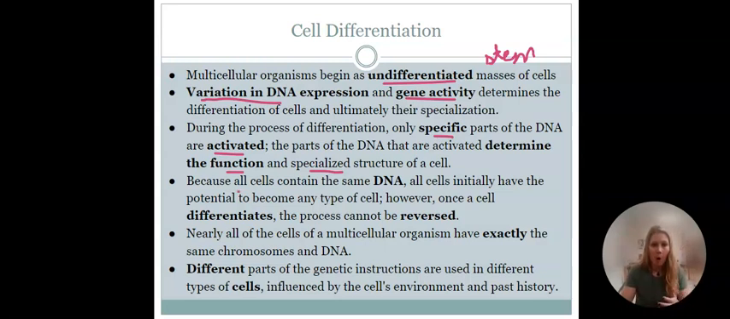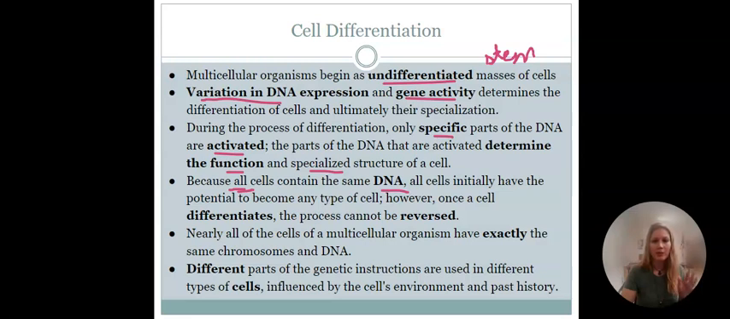Now, all cells in your body contain the exact same DNA, which is why DNA forensics even exists, like CSI. Every cell contains the same DNA. So every cell has the potential to become any type of cell. But once differentiation happens, it cannot be reversed. So once the signal is sent to that stem cell, hey, you're going to be a lung cell, that's it, game over. You're a lung cell. Okay?